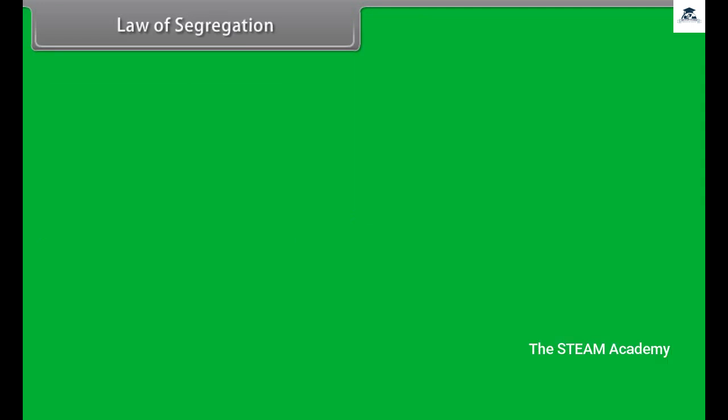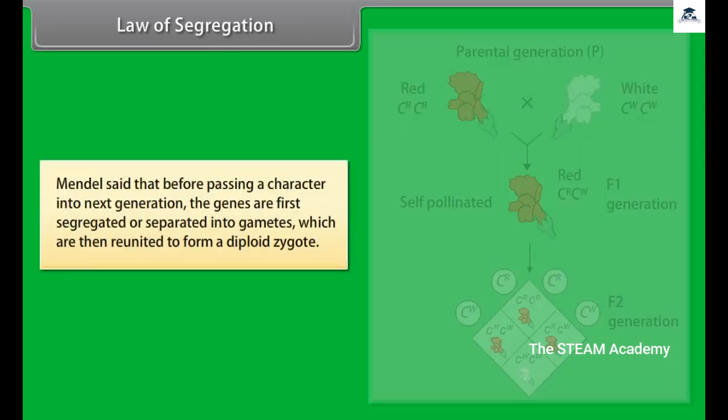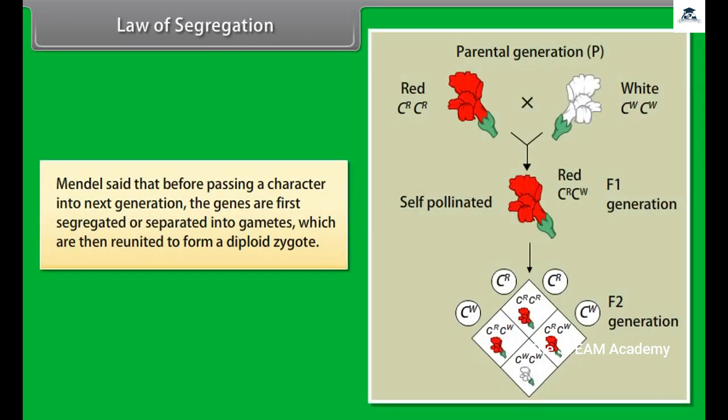Law of segregation. Mendel said that before passing a character into the next generation, the genes are first segregated or separated into gametes, which are then reunited to form a diploid zygote.